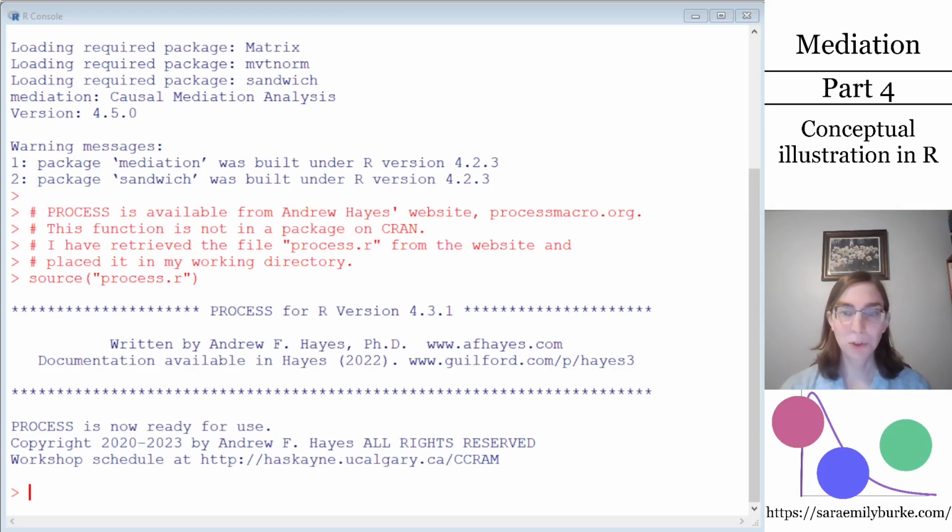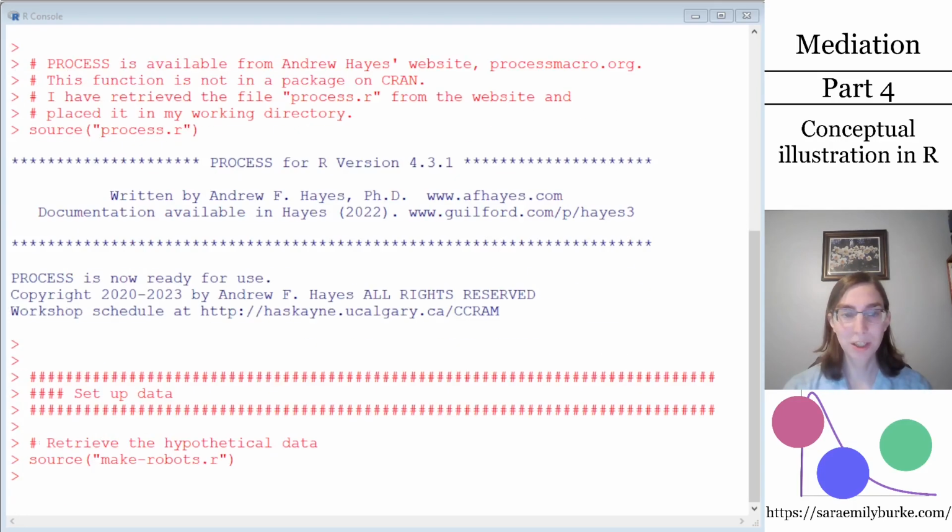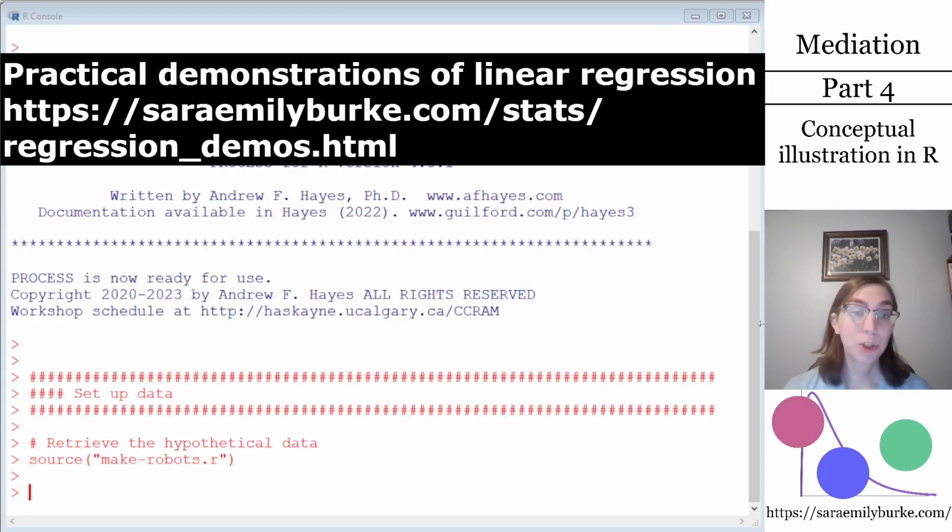The next step is to set up the hypothetical data that I'm going to use for all of the examples today. And this is a familiar data set, robots, that you can create by running the makerobots.R code file that's also provided with this video series. This should be a familiar example to you if you watched my earlier videos illustrating the conceptual basis and practical applications of linear regression analysis. You can watch the first video in the Regression Demos video series for a reintroduction to the robots dataset.